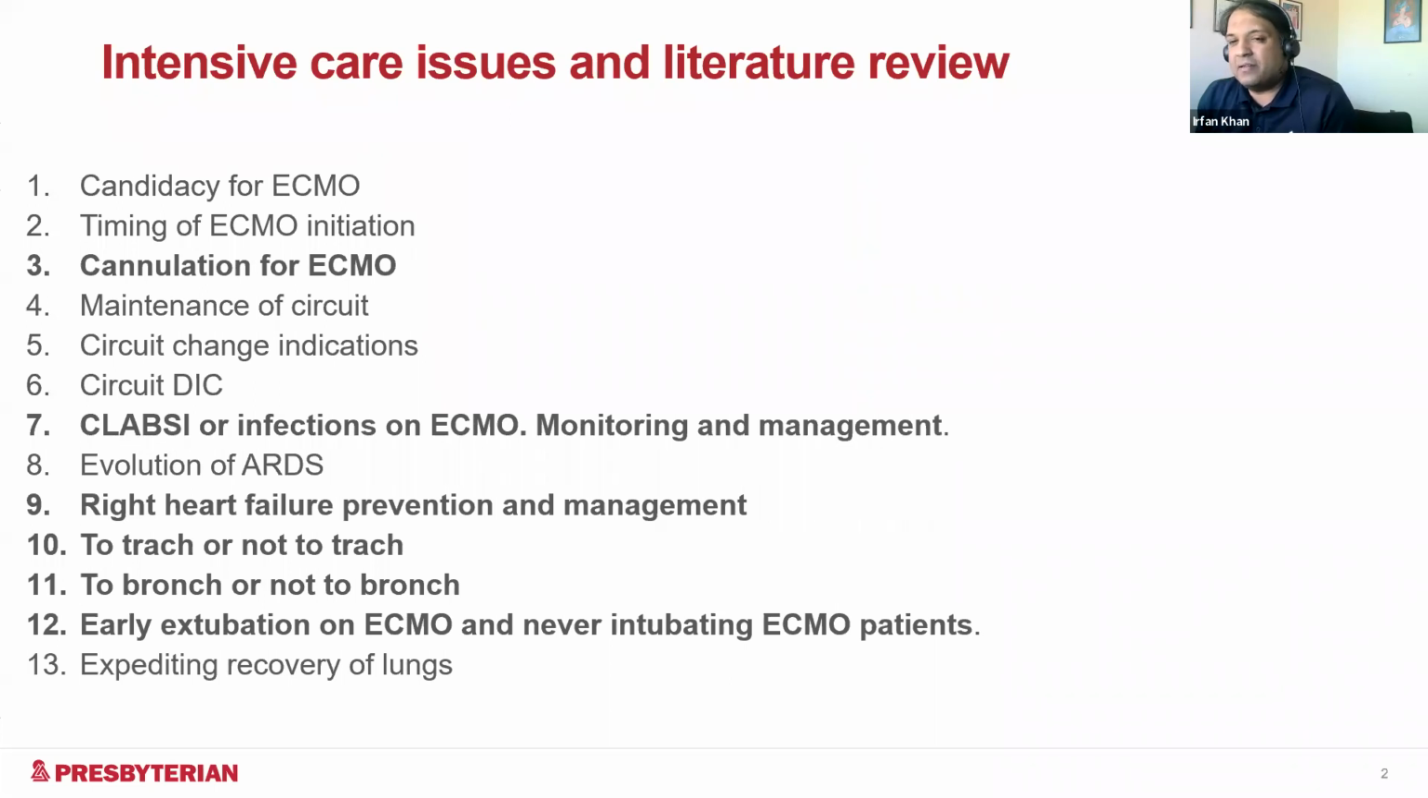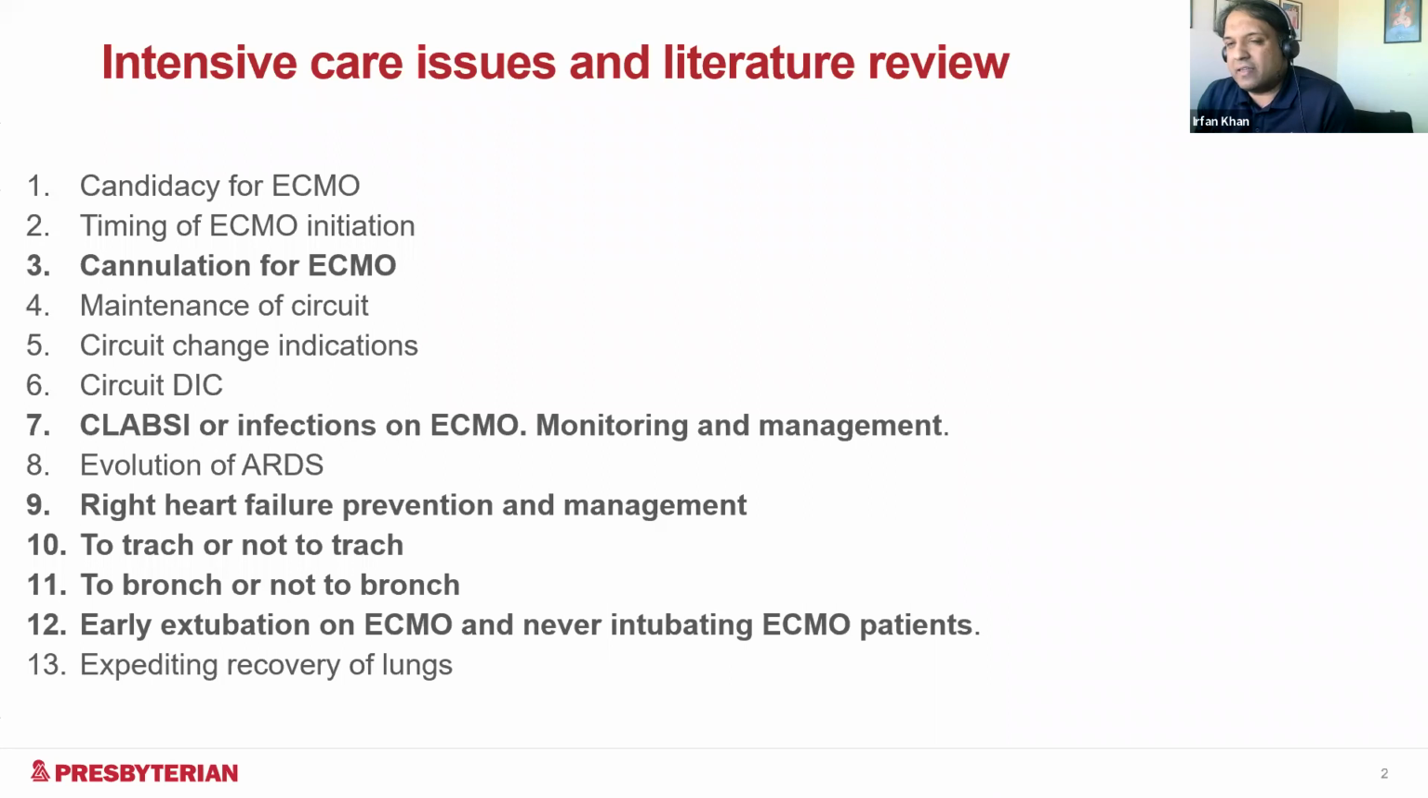Infections, they have been a problem all along, mainly because these patients stay for so long. Something or the other is going to get them. One of them obviously being CLABSI, the others being ventilator-associated pneumonias. They're quite rampant. The incidence is quite high.